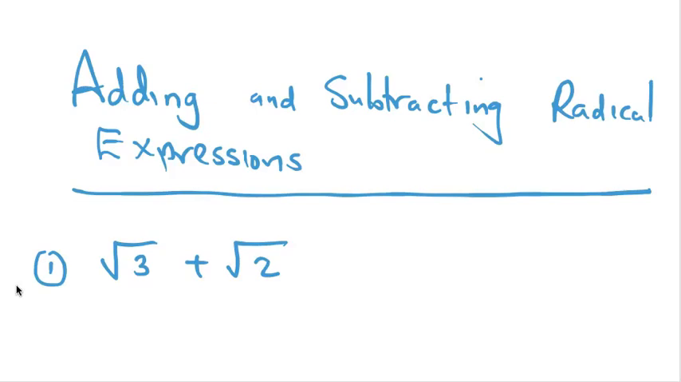Let's start with example 1, where we want to add root 3 plus root 2. Because what is under this radical is 3 and what is under this radical is 2, you cannot add these two. Not possible to add these two radicals. Let's see another example.